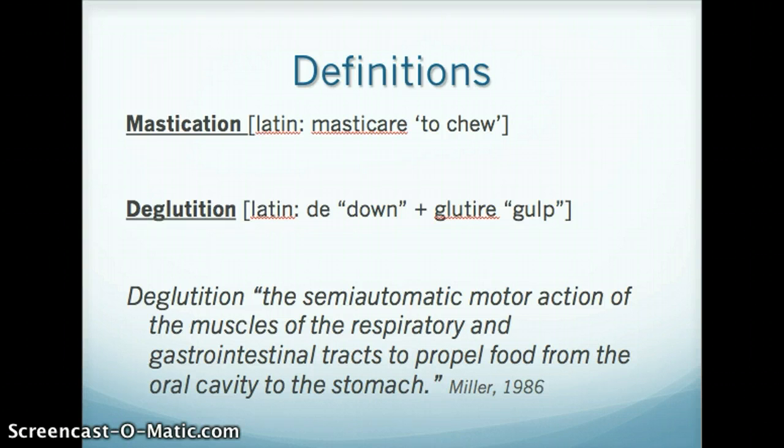So here's a definition of deglutition. It's the semi-automatic motor action of the muscles of the respiratory and gastrointestinal tracts to propel food from the oral cavity to the stomach.